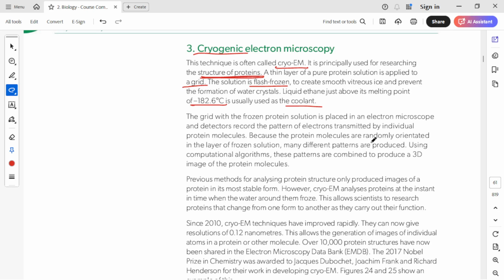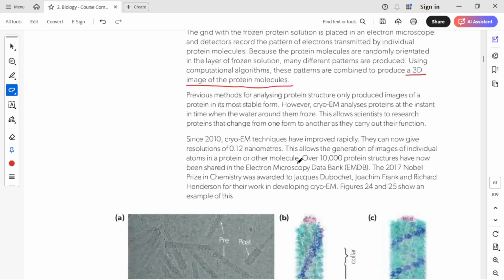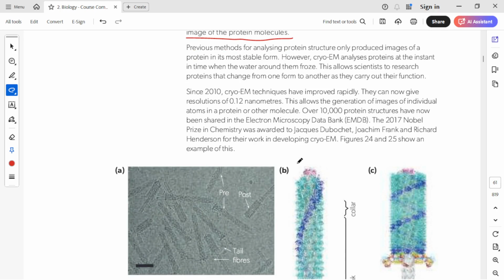So different patterns of these proteins can be studied, and we can see all the patterns that are possible with that protein. These patterns are combined to produce a 3D image of the protein molecules. A very interesting example has been given here. The previous method for analyzing protein structure only produced images of a protein. So if we study one protein structure, it will give an image of just one protein structure. But what are the other possible orientations of this protein that could not be studied using the simple method?